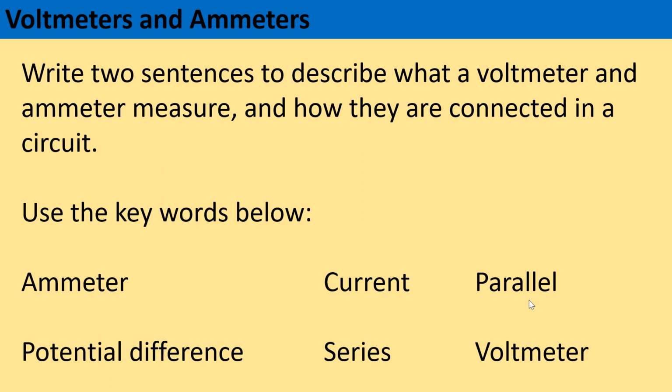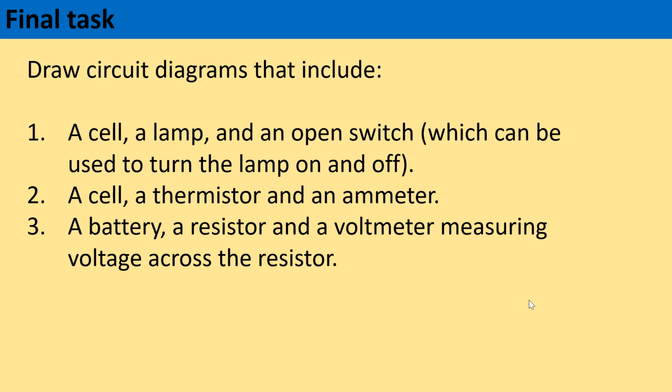Okay, so you're going to send me that work through Teams after you've done your final task for me today. I want you to draw circuit diagrams. We're going to pull everything together and you're going to draw me 3 separate circuit diagrams. The first diagram is going to include a cell, a lamp, and an open switch, which can be used to turn the lamp on and off.